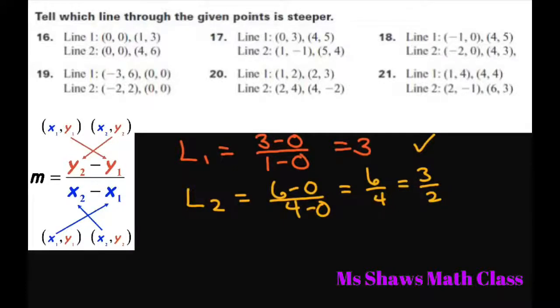Hi everyone, we're going to tell which line through the given points is steeper. That means which number is bigger, basically the absolute value of the number, because it doesn't matter if it's negative.